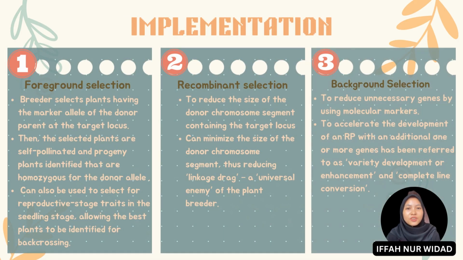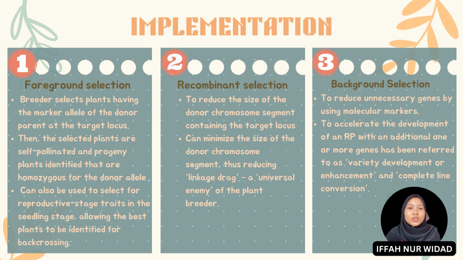The first one is foreground selection. Breeders select plants having the marker allele of the donor parent at the target locus. Then, the selected plants are self-pollinated and progeny plants are identified that are homozygous for the donor allele. It can also be used to select for reproductive stage traits in the seedling stage, allowing the best plants to be identified for backcrossing.